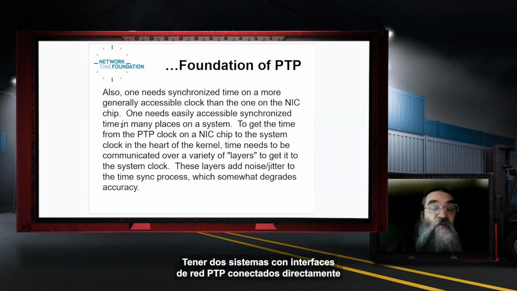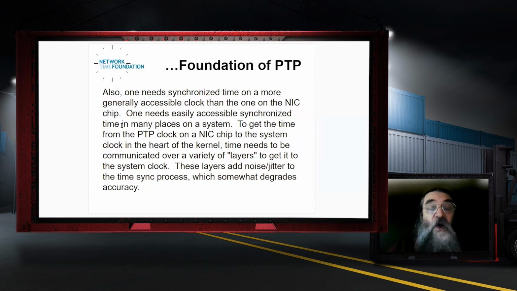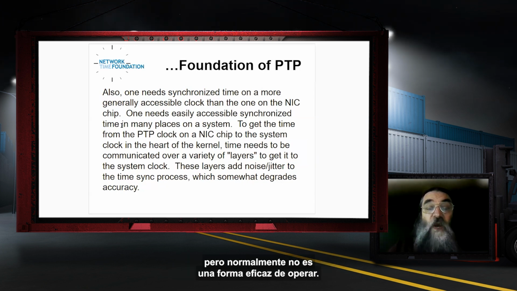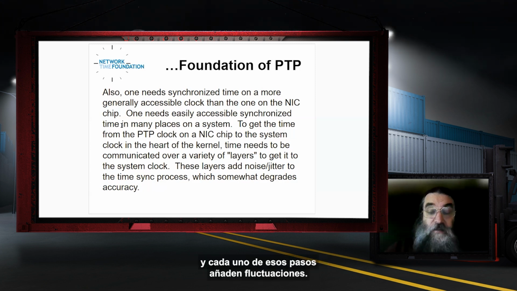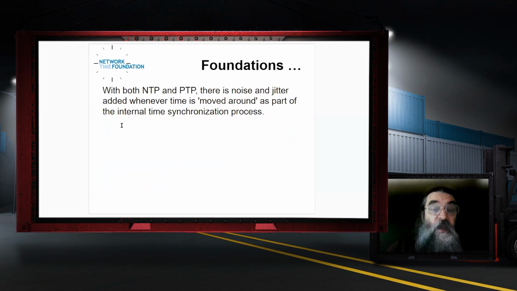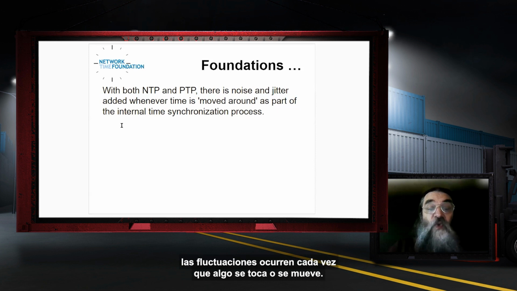Having two systems with PTP NICs directly connected offers the best time transfer, but that's usually not an effective way to operate. But there are steps to transfer the time from the clock on the NIC chip to the heart of the kernel, and from there to anywhere else time is needed. In each of those steps, jitter is added. There's no such thing as a free lunch. And just because it bears repeating, jitter happens whenever something is touched or moved.